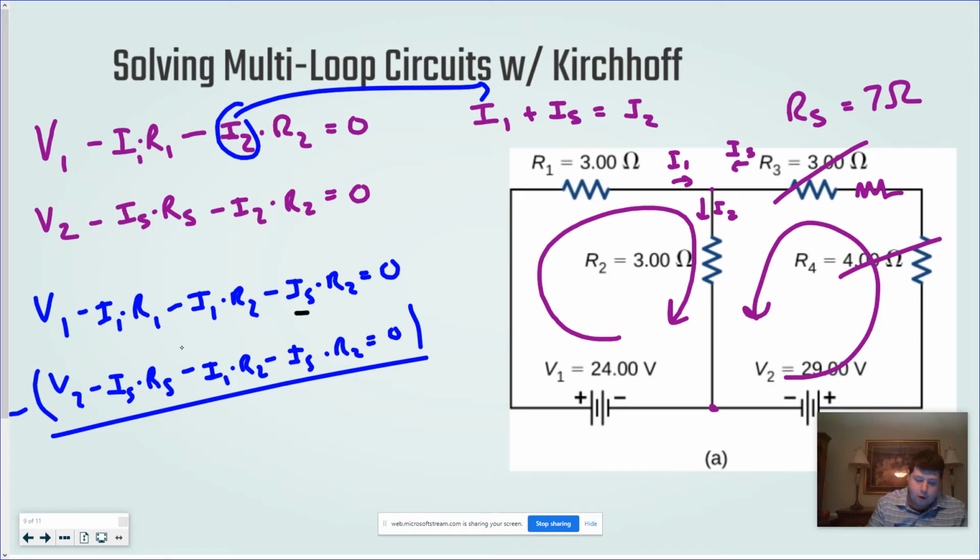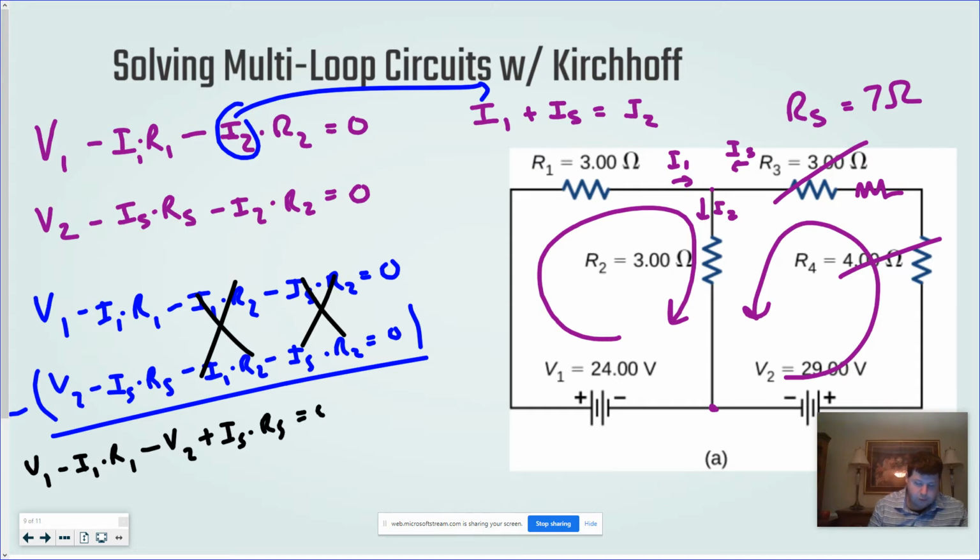So the only numbers I don't know are I1 and I5. I'm not going to put any numbers in yet, just to help simplify the math a little bit. So I get V1 minus I1 times R1. And then notice that these two, I get minus I1 times R2 minus a minus I1 times R2. Those will cancel and those will cancel. And so I'm just left with minus V2 and then plus I5 times R5. And that has to equal 0.